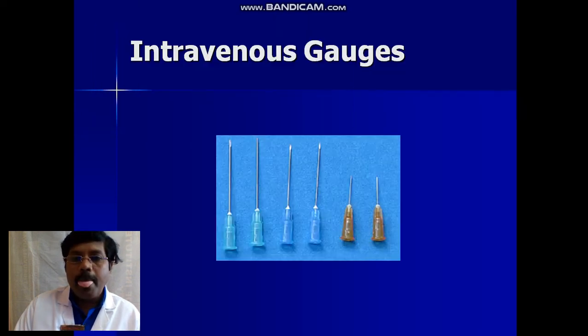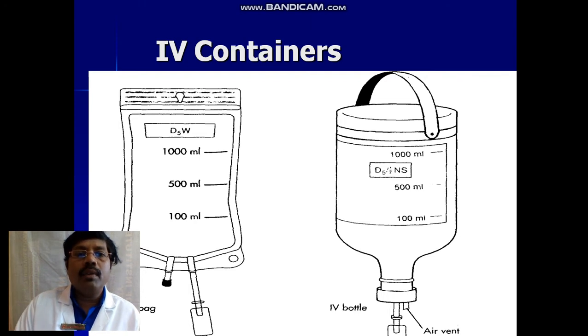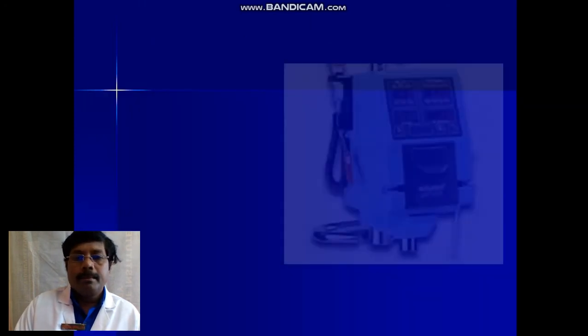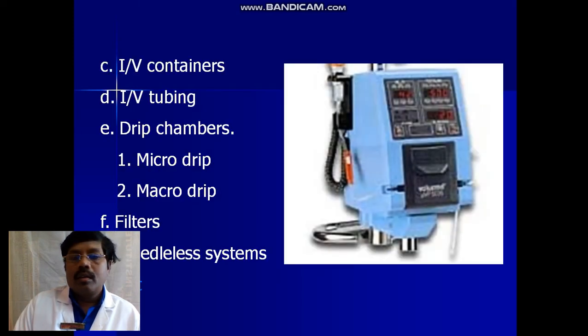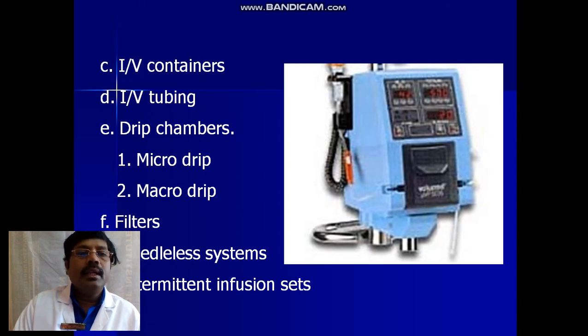Let's see. Intravenous gauges: these are all IV needle, IM needle, and insulin needle. There are IV containers. You can see 1000 ml containers and 500 ml containers. There's a vent here. This is about the IV containers, IV tubing, drip chambers. The drip chambers are of two types: micro drip chambers and macro drip chambers. And there is a filter in the tube. You can see it in the next slide.